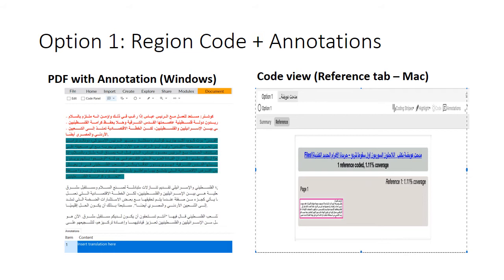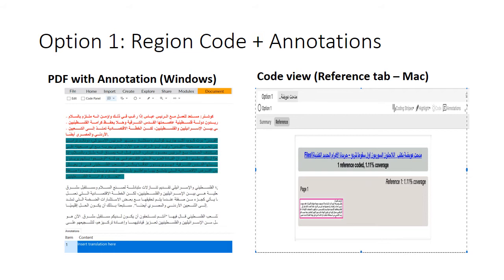On the left-hand side of this slide, I am showing the PDF with the annotation, with the turquoise color being the selected text, and you can see the annotation below where I'm suggesting you could put in your translation of that piece of the text. So in Windows, you would be able to export the code as an HTML file, and you would be able to see the PDF with the annotation and connect it all in one place. And for those of you who are using Mac and trying this option, you could use the region code.